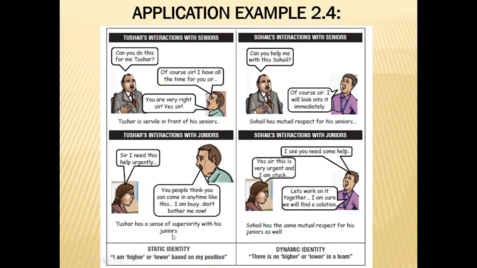Now let's see the interactions application 2.4. Over here, there is Tushar's interaction with seniors, and there is Sohail's interaction with seniors. What does Tushar say when the senior says, "Hey, can you do this for me, Tushar?" Of course, sir. I have all the time for you, sir. You are right, sir. Yes, sir. So Tushar is servile in front of his senior.